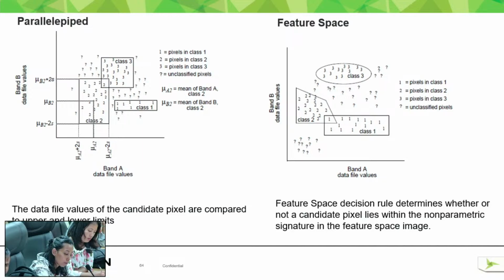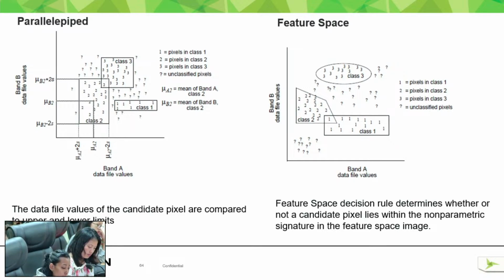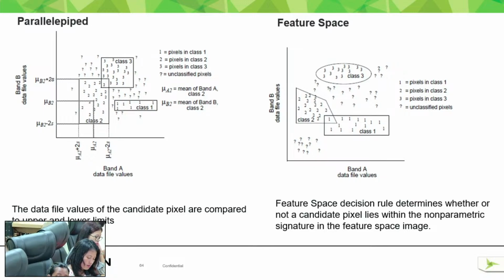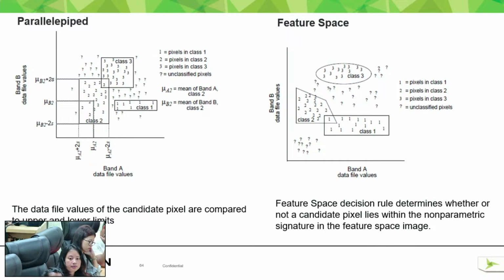Feature space, this figure. Parallelepiped generally uses the rectangle shape for grouping the pixels, and here in feature space the shape will be generated based on the pixel distribution. That is the main difference.